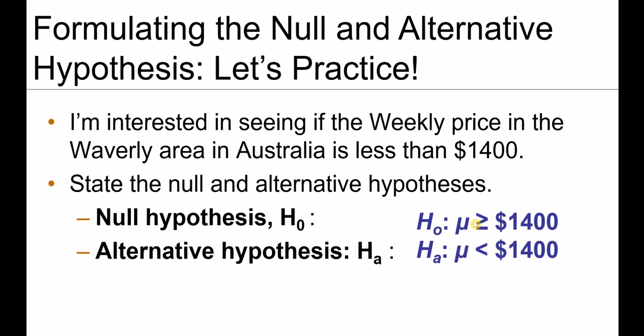It's important to remember when you're constructing your hypothesis statements that the null hypothesis holds the equal sign. In this case, it's a greater than or equal to, so you have a little bar underneath the greater sign. Whether it's equals, greater than or equal to, or less than or equal to, that equal part should always be in the null hypothesis.